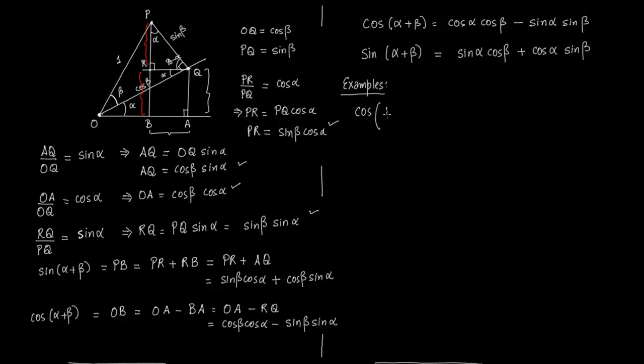So first is cos of pi by 2 plus x. So I will just write down the formula. You know cos pi by 2 is 0. So you get minus sin x, because sin pi by 2 is 1 and cos pi by 2 is 0.